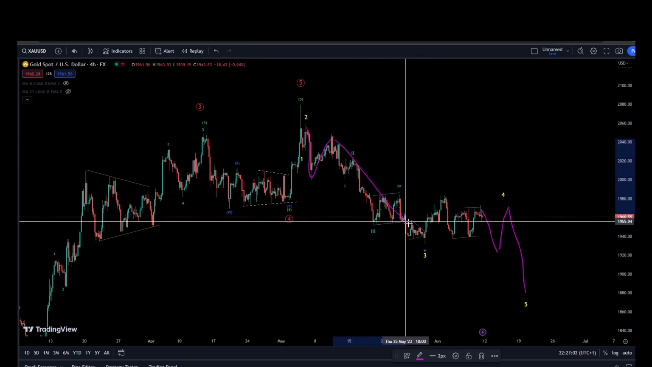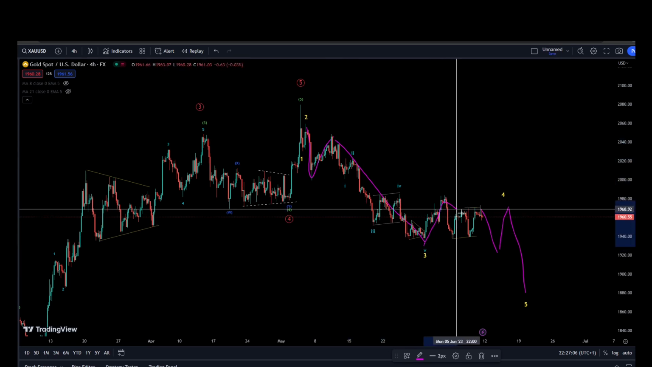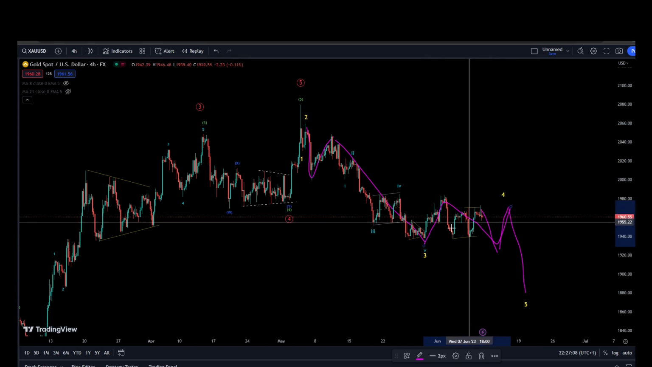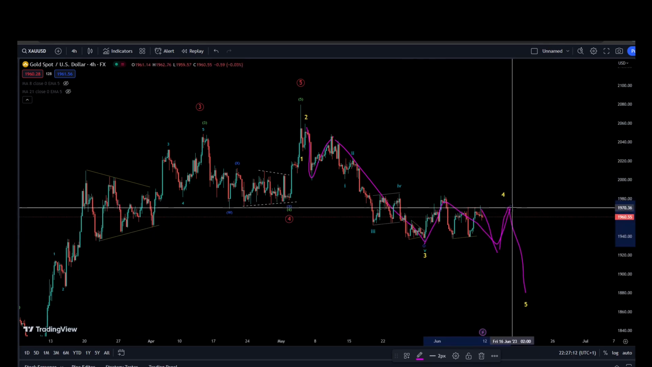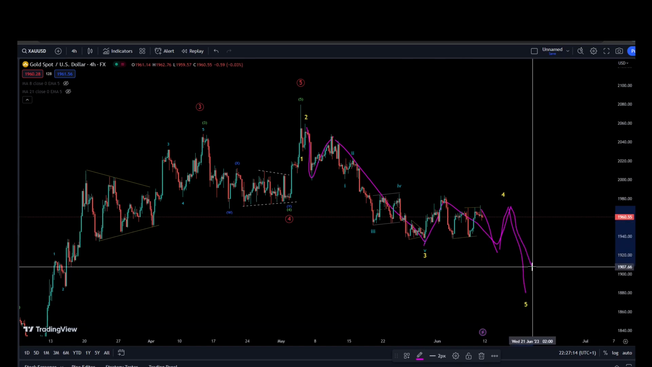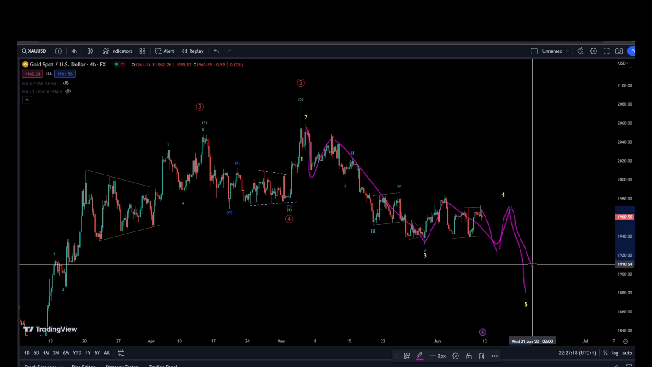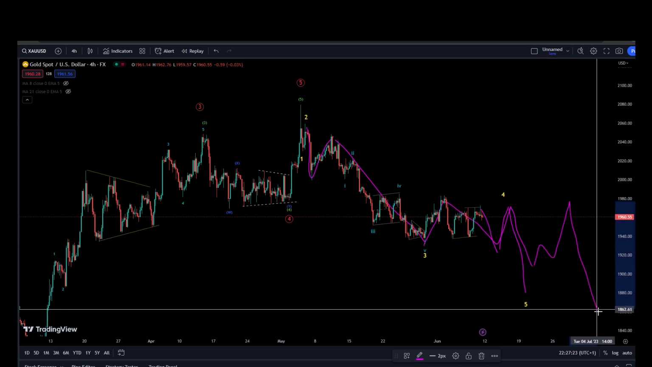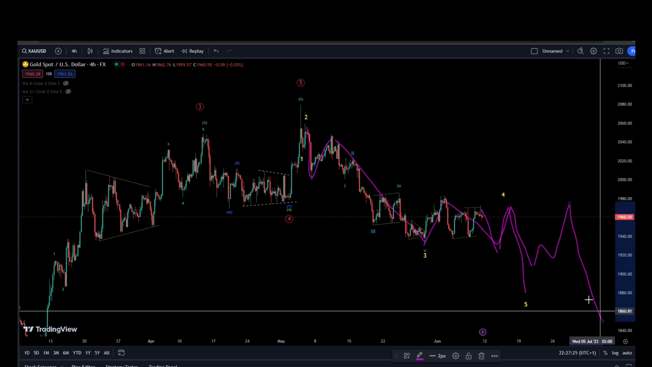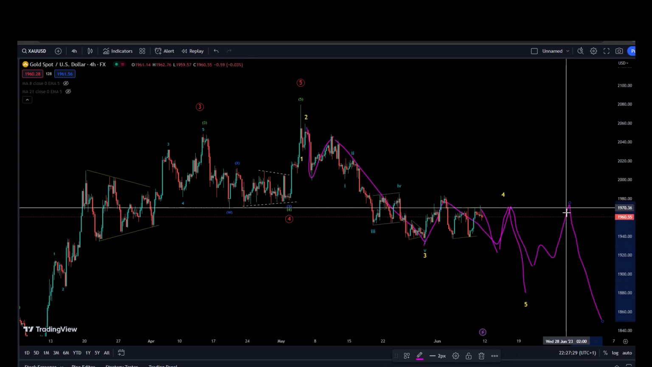So this is a wave 3, and then what we're getting here is obviously a regular flat, expanded flat, or a running flat into a wave 4 of wave 3, then one more push down, that's wave 5, and that basically completes wave 3. And then we're going to get one more correction back up again, and then shoot down again, and that's wave 4 and then wave 5. So essentially it will be 1, 2, 3, 4, 5.